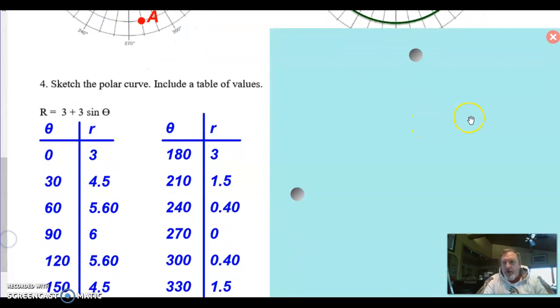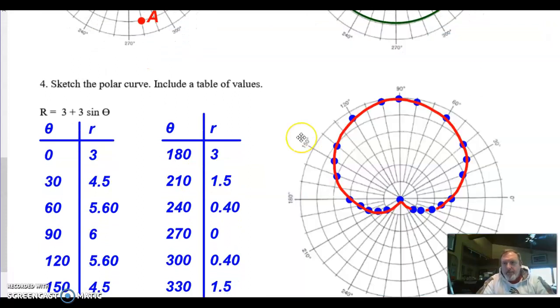Okay, number 4 is our polar graph here. And what I would suggest here is roughly every 30 degrees. You can see this isn't every 10 degrees, and when you graph this on your calculator, I'd go every 10 degrees on your calculator. But as far as a chart, every 30 degrees is fine. That's what I would do.